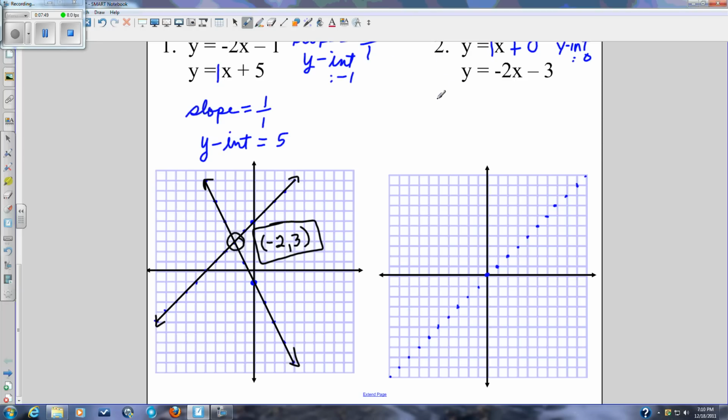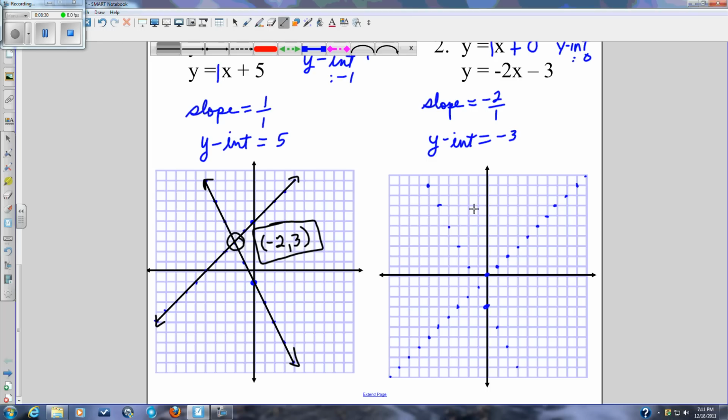The other line, y equals -2x minus 3. The slope is -2 over 1. The y-intercept is -3. So let's go down to -3. And our slope's -2 over 1. So we're going to go down 2, since it's negative, and right 1, down 2, right 1, down 2, right 1. We continue to do that in the other direction. And we do get a straight line, and we can even see before we make our graph where the lines are going to meet. So now let's go ahead and make our lines.